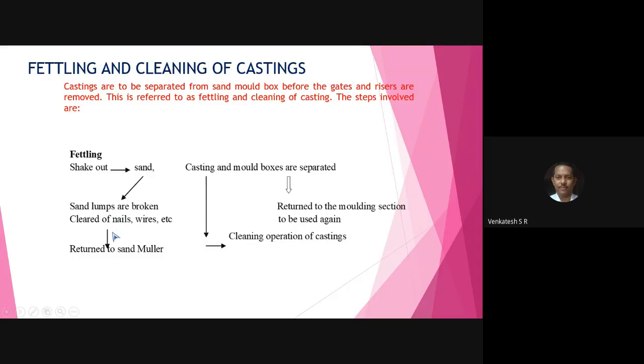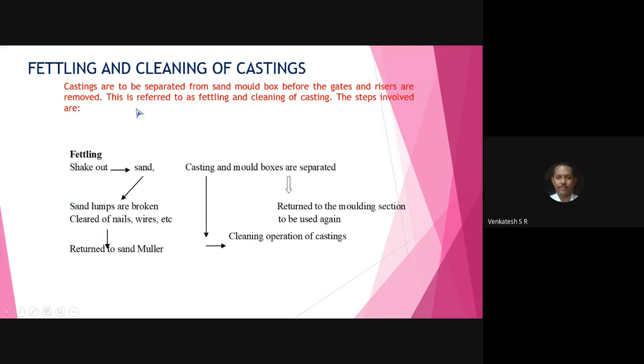And next, the empty mold box is sent to the molding section, to the sand muller. Again, the mold box is filled with sand, the process is repeated, the mold cavity is formed, and the mold cavity is filled with liquid metal.